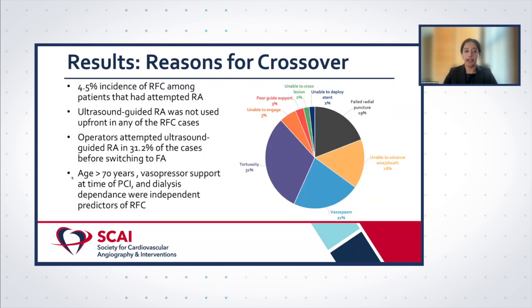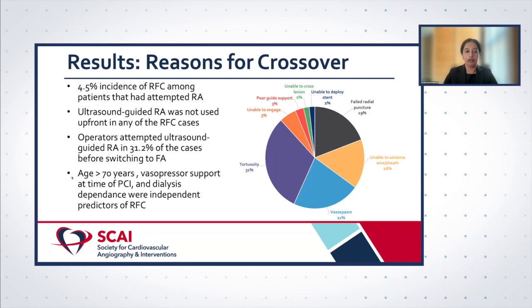There was a 4.5% incidence of radial to femoral crossover among patients that had attempted radial access. Reasons for radial to femoral crossover are shown here. The most common reason was tortuosity in 31% of cases, followed by vasospasm in 22% of cases, failed radial puncture in 19% of cases, and inability to advance the wire or sheath in 16% of cases.